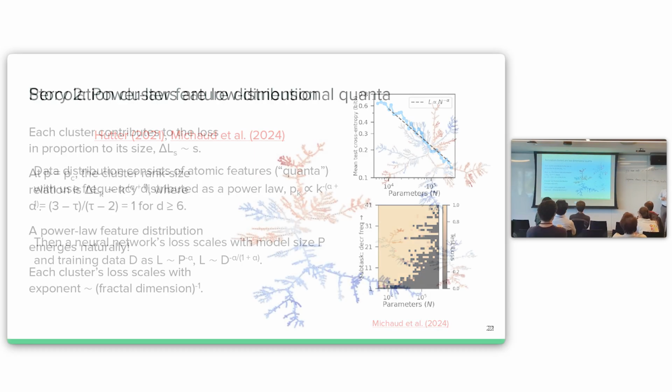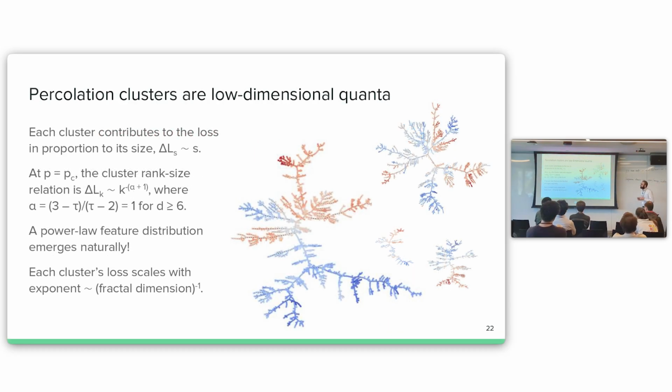And in this percolation model, we naturally recover both of these scaling stories. So we have a power law distribution at criticality of these percolation clusters, each giving us this power law feature distribution. And each cluster is a fractal object with some low fractal dimension. And so from this model, we naturally recover these low dimensional representations of power law distributed features.